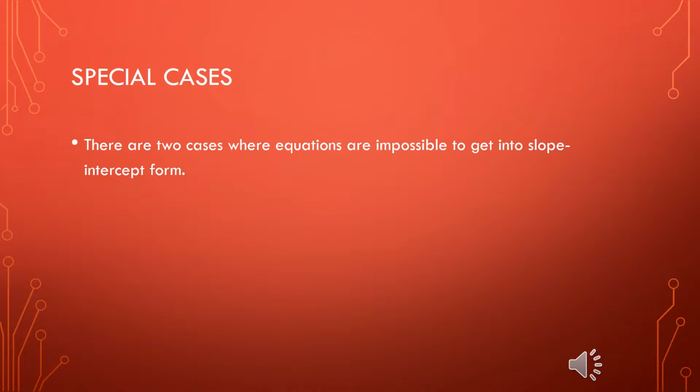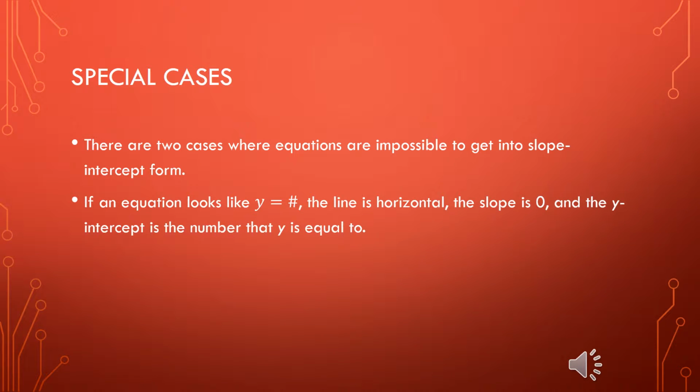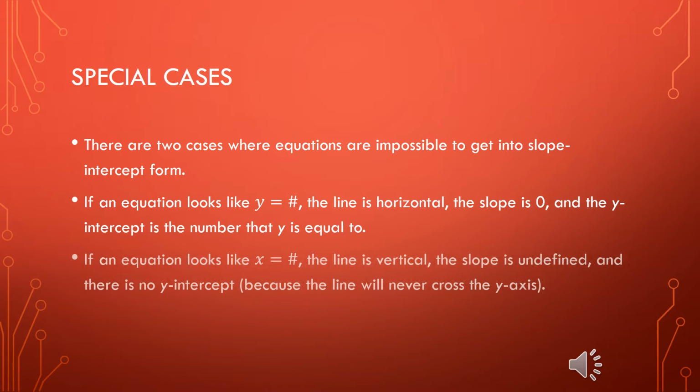We have some special cases when it comes to these particular lines. There are two cases where equations are absolutely impossible to get into slope-intercept form. If an equation has the look of y equals some number, the line is horizontal and the slope is 0. Your y-intercept will be the number that y is equal to. If an equation looks like x equals some number, it's a vertical line and your slope is undefined. There will be no y-intercept in this case because the line will never cross the y-axis.